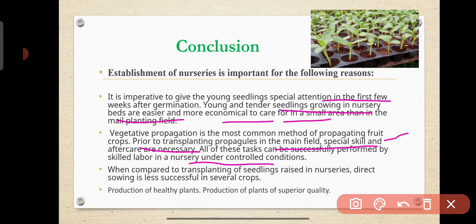When compared to the transplanting of seedlings raised in nursery, direct sowing is less successful in several crops. And production of healthy plants, production of plants of superior quality. These are some of the factors which we consider while establishing a nursery.